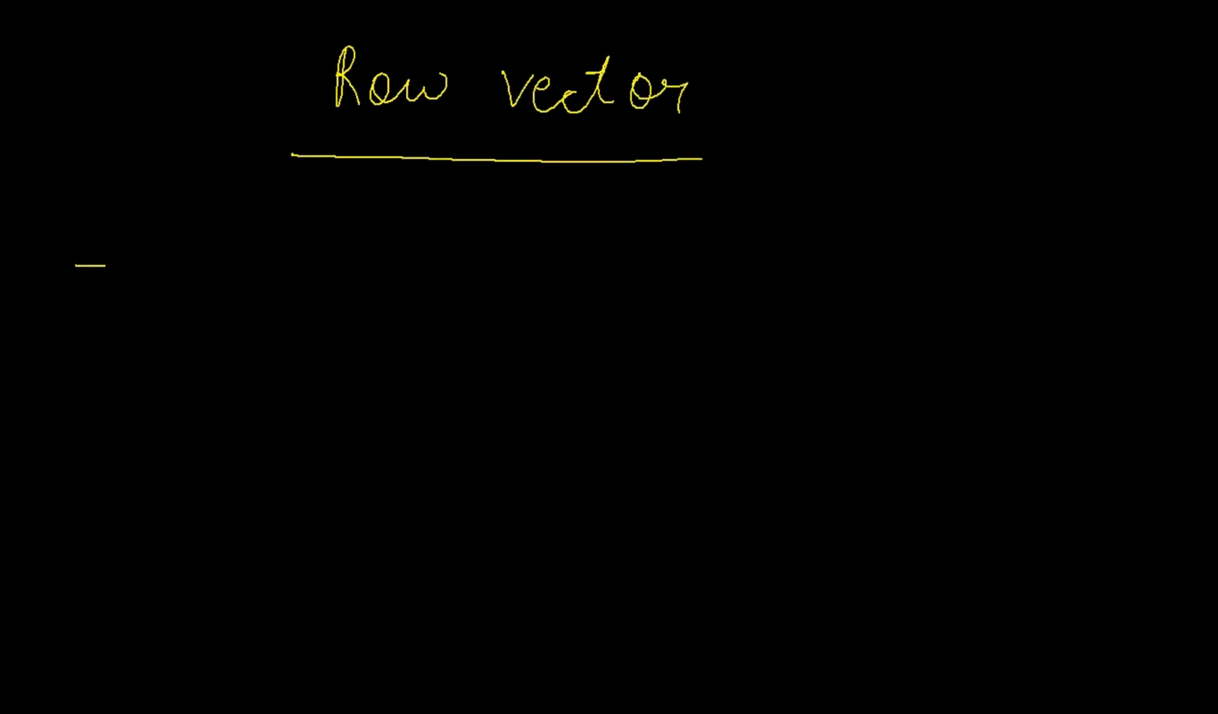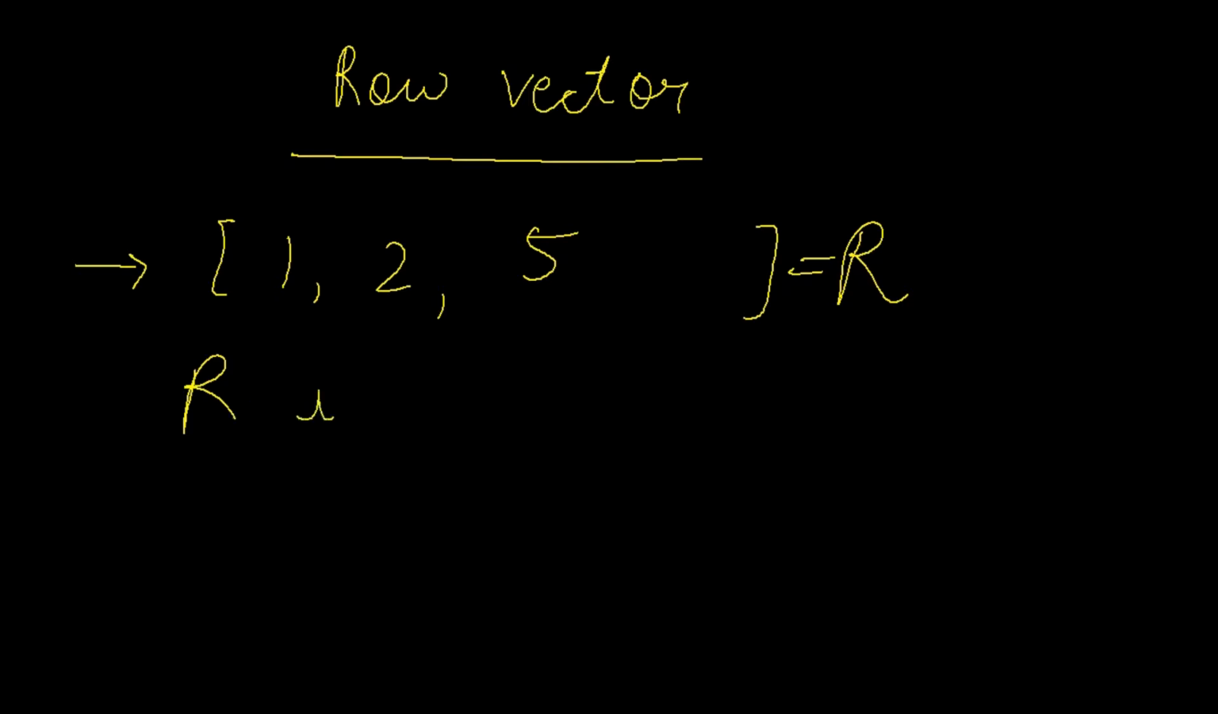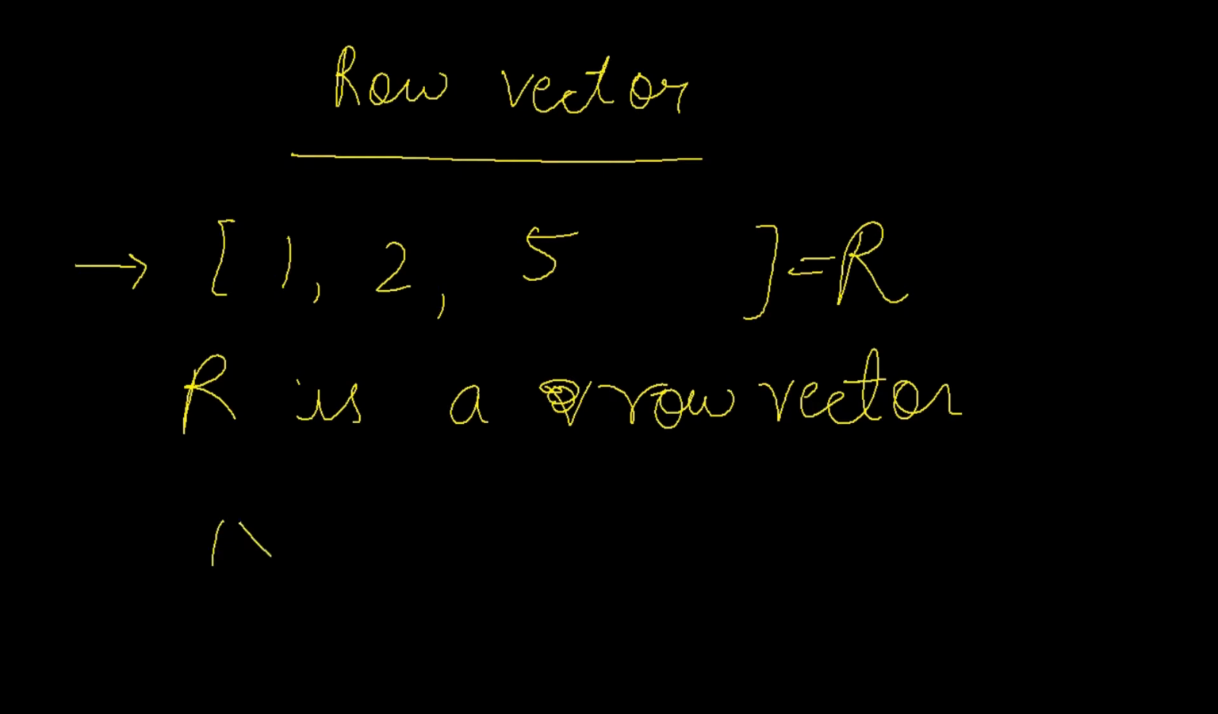A row vector is basically a sequence of values written in a single row. That is, if we write values such as 1, 2, 3, 4 in a sequence and denote it by r, then r is a row vector whose size is 1 by 4, because it has one row and 4 values. That means 4 columns. These are 4 values: 1, 2, 3, 4.